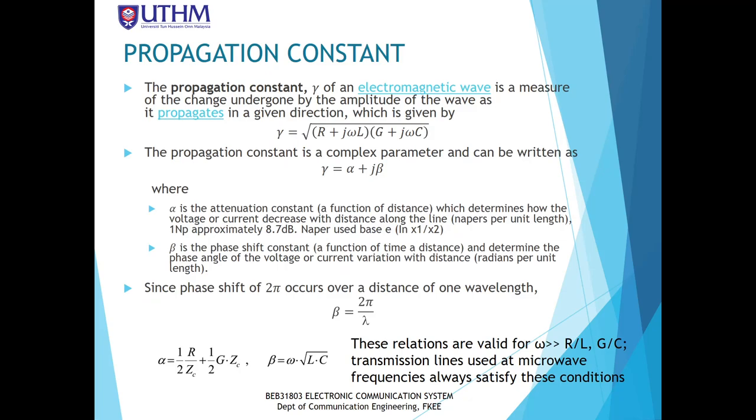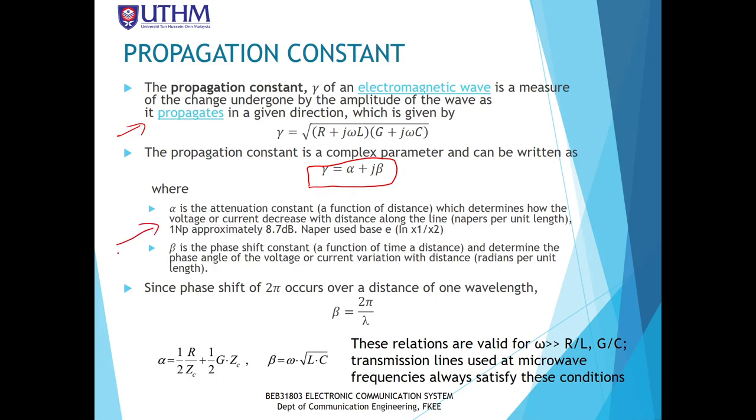Another parameter is the propagation constant, gamma. Gamma is a measure of the change undergone by the amplitude of the wave as it propagates in the given direction. It describes the changes in amplitude and also phase when the wave travels in a certain direction. It is easier if we write it like this: gamma is equal to alpha plus j beta.